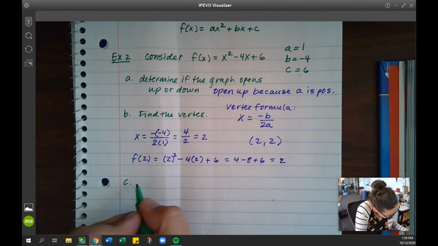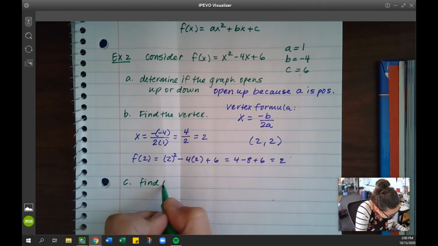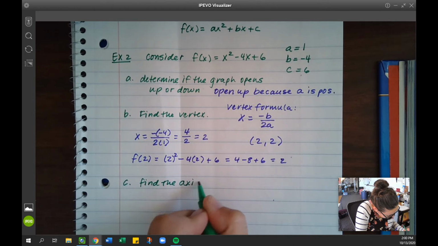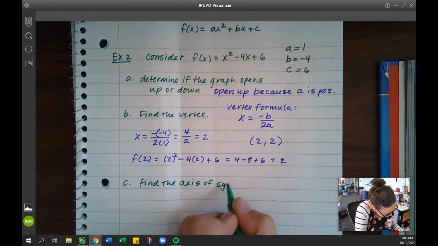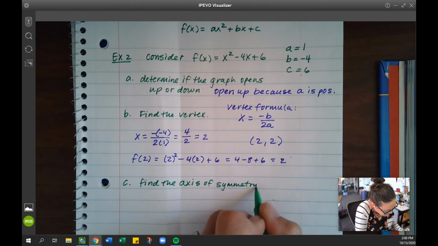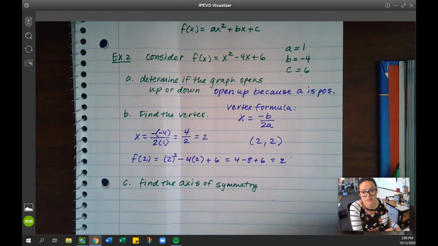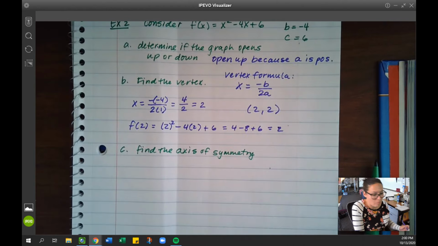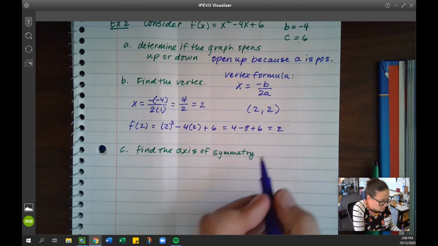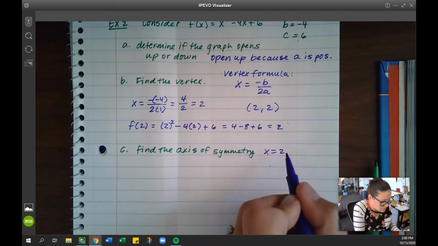C, find the axis of symmetry. Well, it's really easy to find the axis of symmetry if you know the vertex, because the axis of symmetry is just whatever the X value is from the vertex. So that's X equals 2.